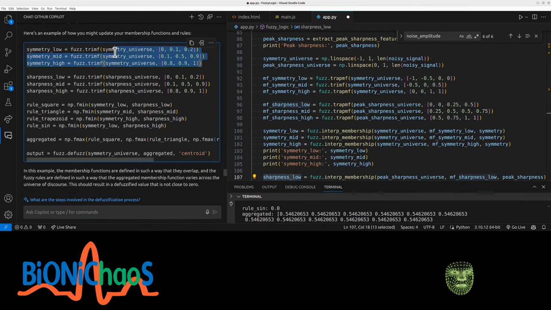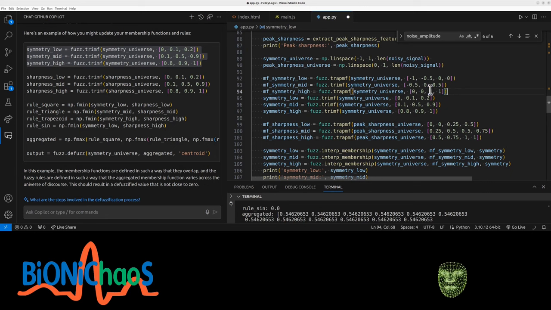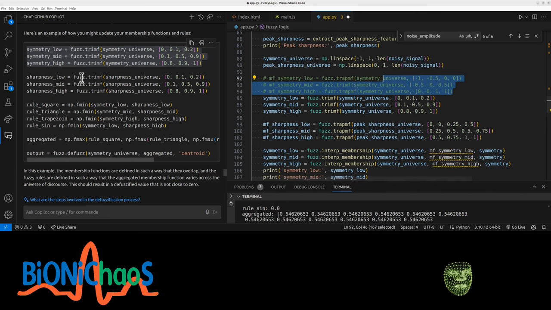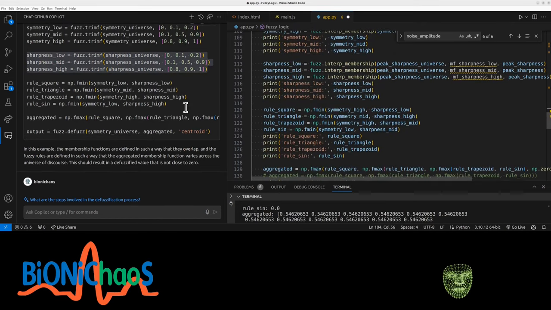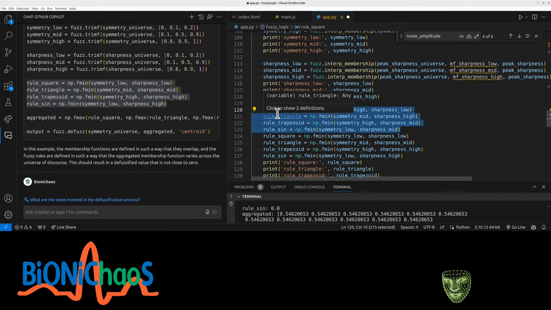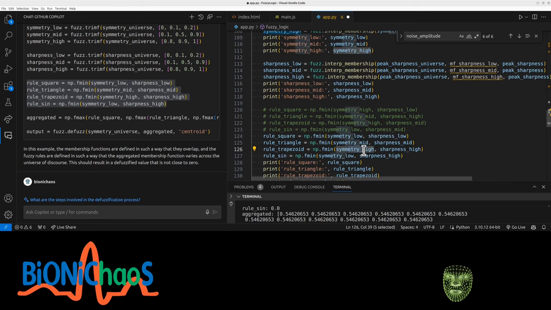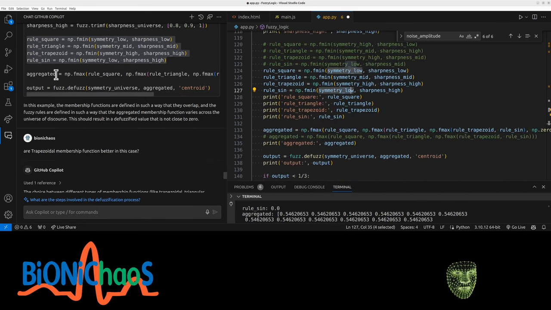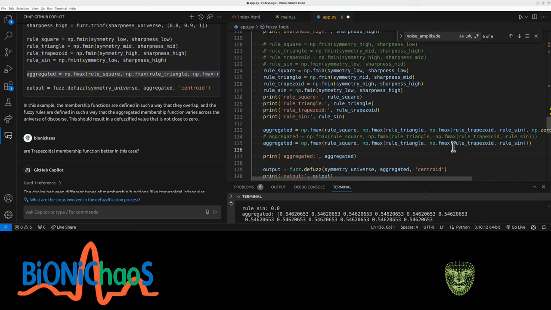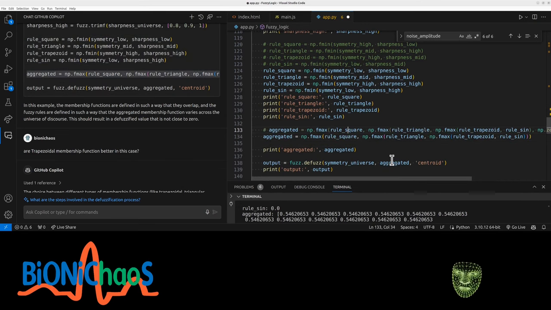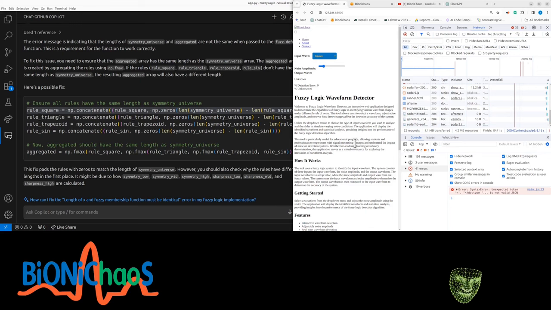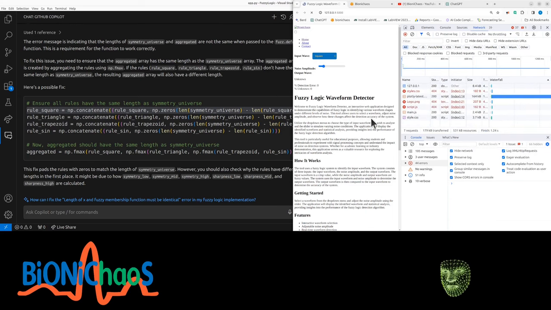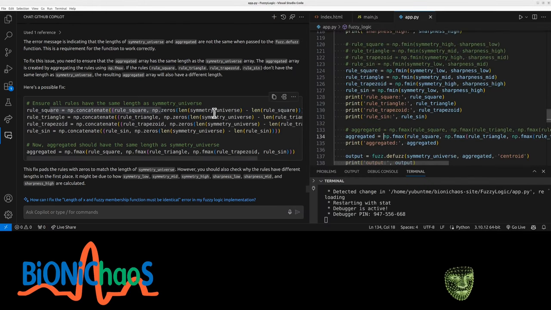It is symmetry low. Comment that out, sharpness, rule, square, mid, mid, high, high, low, high, aggregated, that one again, just go with it for a sec, and output is the same, so we know this works. And let's actually go with that suggestion.